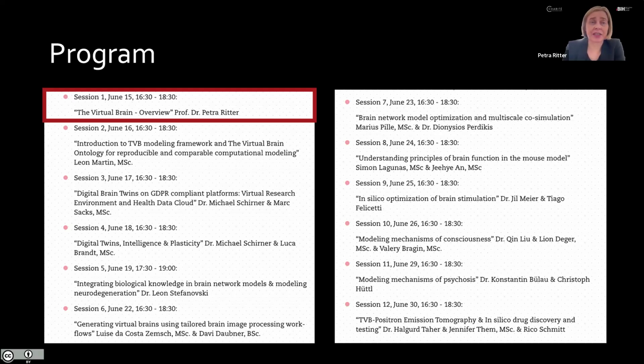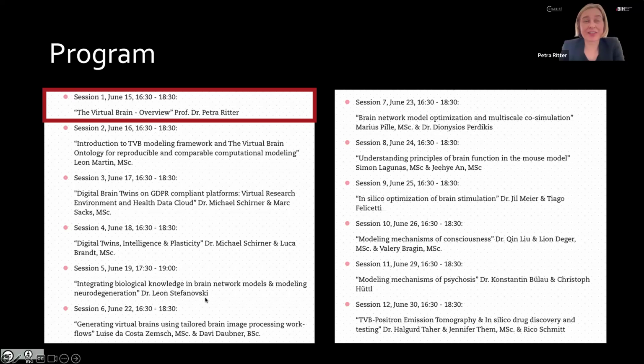Michael Schörner and Luca, whom I have also seen online today, will give a lecture on digital twins and intelligence and plasticity. They will show the work that is done in the brain simulation section on these topics. Then we have June 19th. I mixed the dates, so it's June 19th, of course; June 5th is in the past.